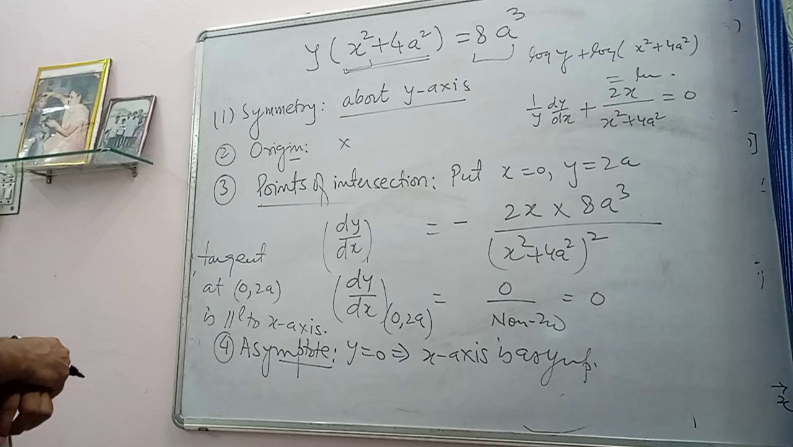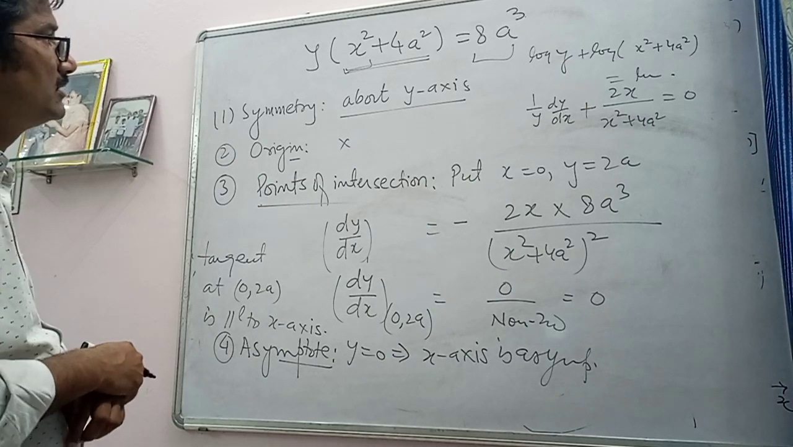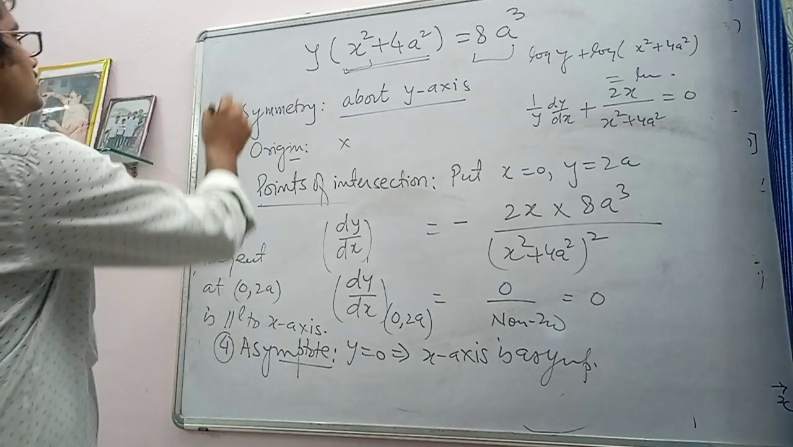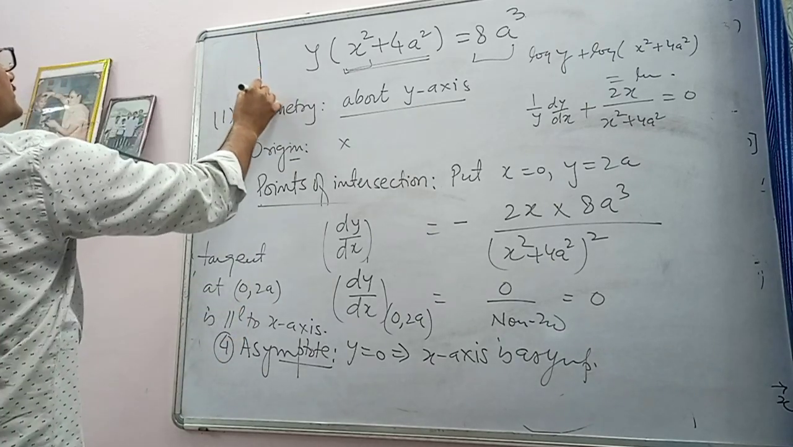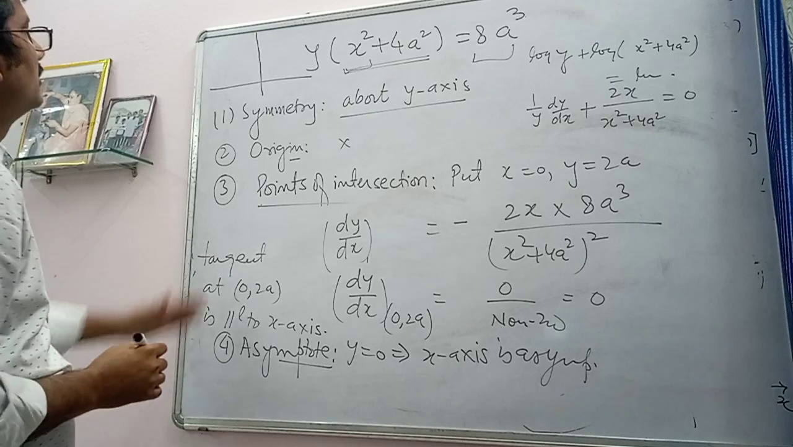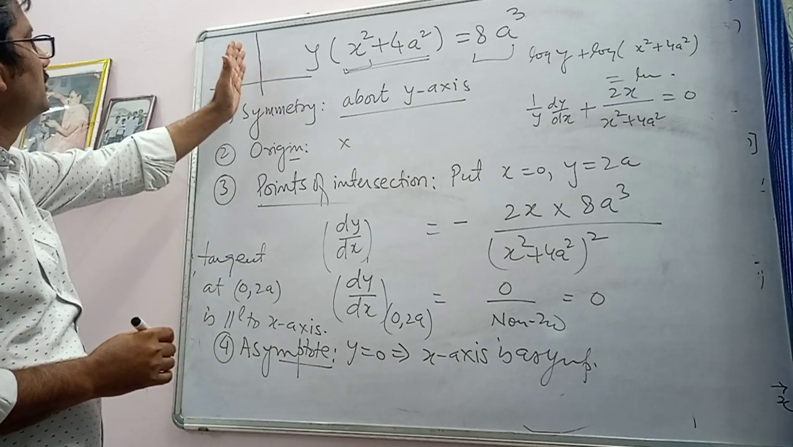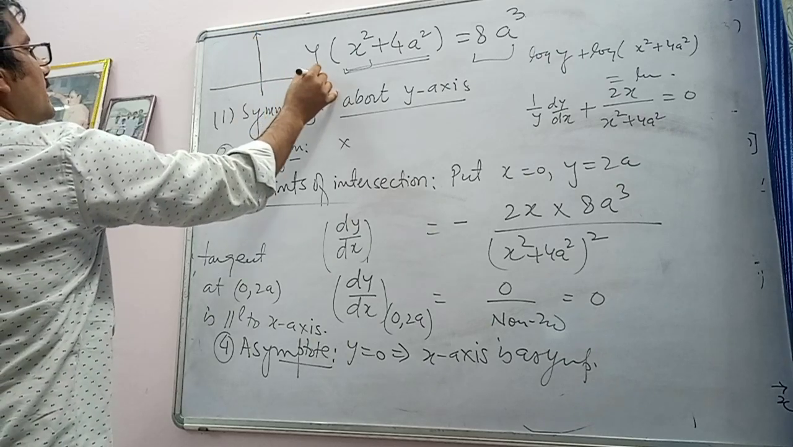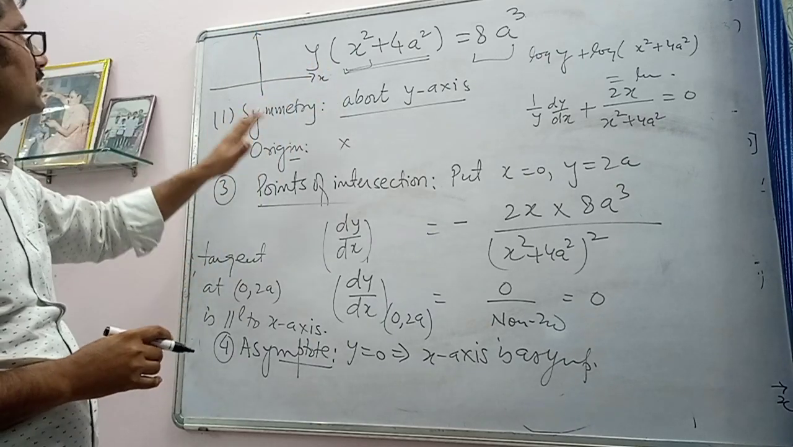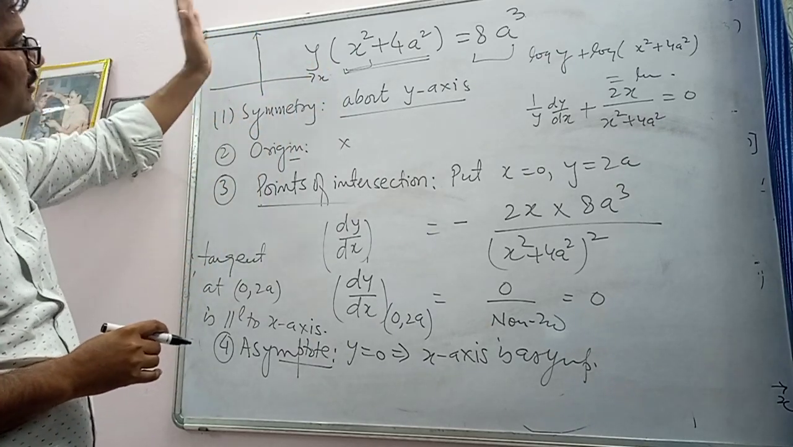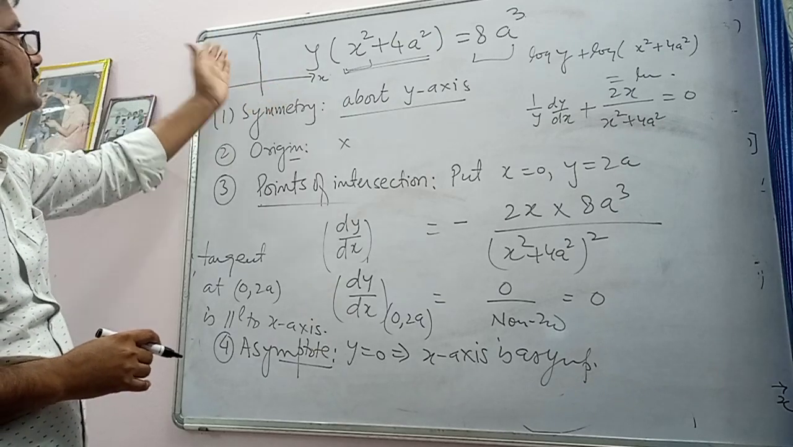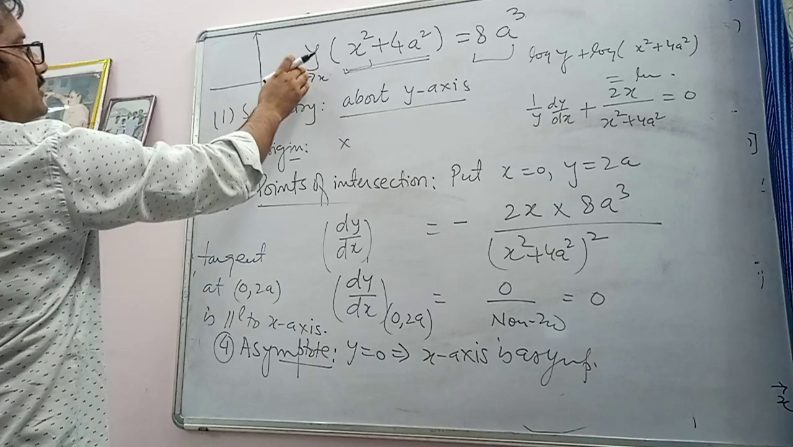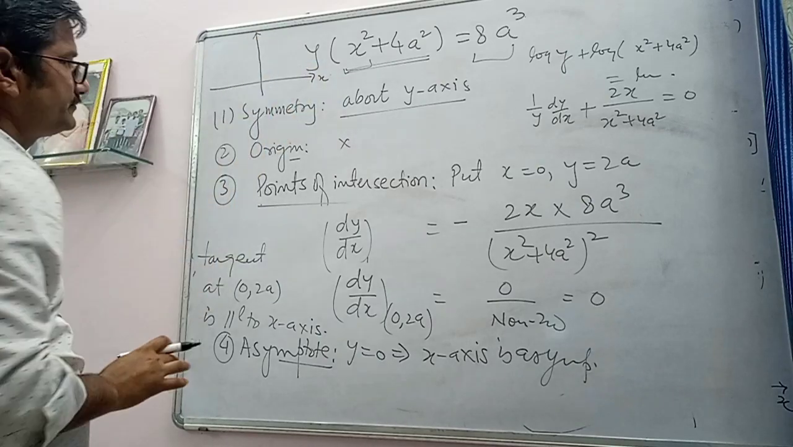So combining all these facts, let us try to trace this curve. The curve is symmetric about the y-axis. It means if we draw this curve on either side of the y-axis, we can draw the other side on the basis of its mirror image. Suppose we want to draw on this side, for x positive.